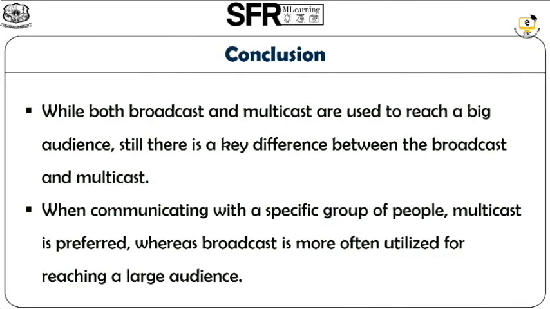So, as a conclusion, while broadcast and multicast are both used to reach a mass audience, there is a key difference between the two. While communicating with a specific group of people, multicast routing is preferable, whereas while communicating to a large audience, that is, to all the nodes in the network, broadcast routing is preferable. So, based on the utilities and based on our purpose, both routing methods can be utilized.